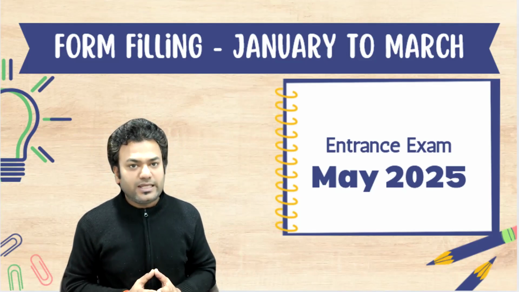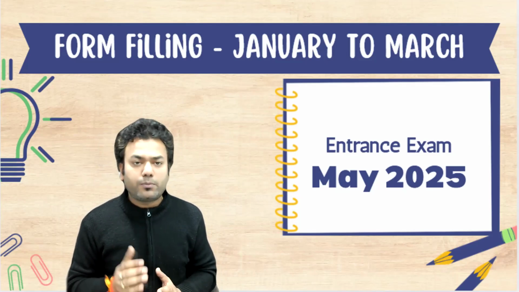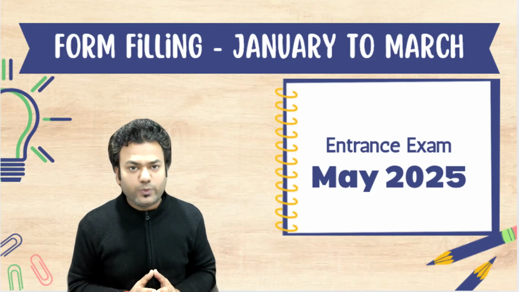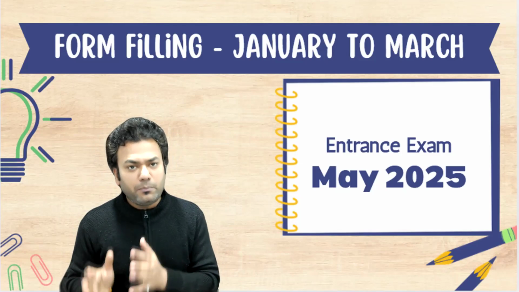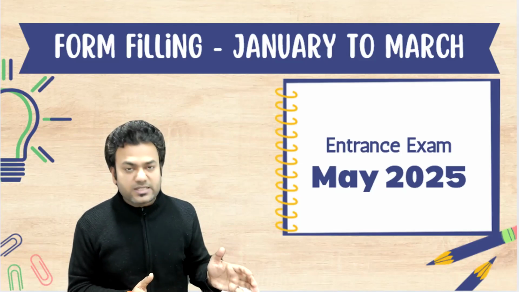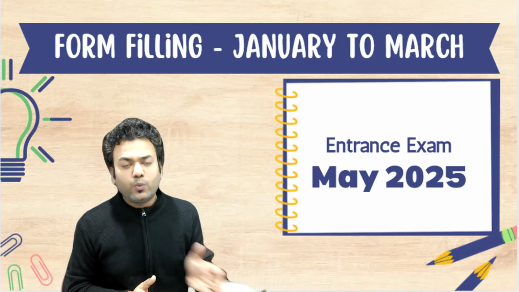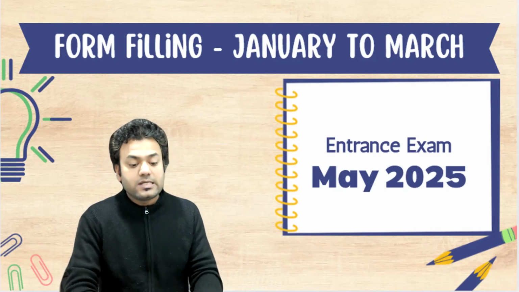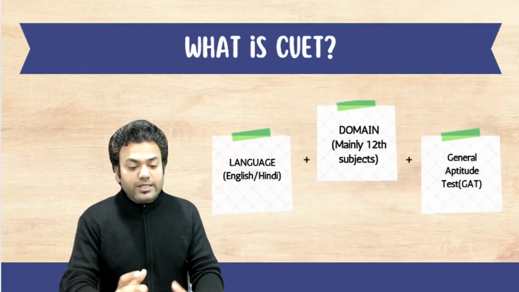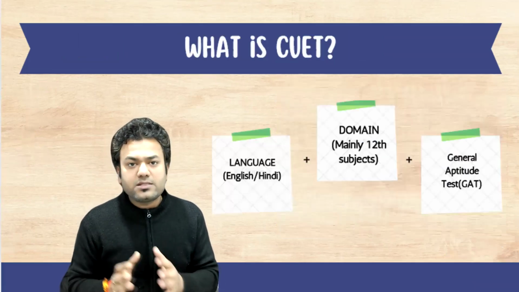Entrance examinations take place somewhere in the month of May or maybe the first week of June, but the majority of the time the entrance takes place in May itself. So our services start from form filling and continue until you appear for your counseling sessions. Now, CUET has three main sections.